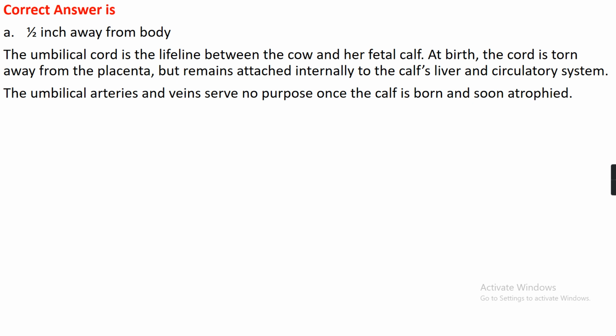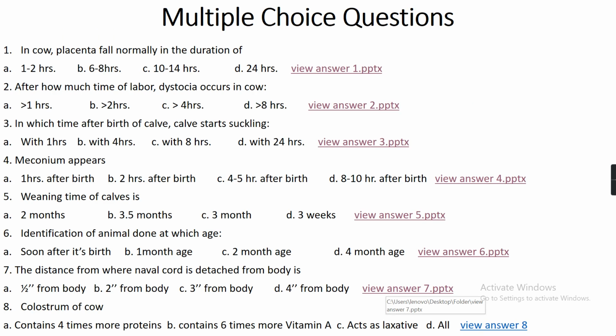Actually, the umbilical cord is the lifeline between the cow and her fetal calf. During pregnancy, the fetal calf gets all its nutrients from the umbilical cord, and at the time of birth, the cord is detached from the placenta and remains attached internally to the calf's liver and circulatory system. The umbilical arteries and vein, after birth, have no value or purpose, and soon atrophy. Okay.